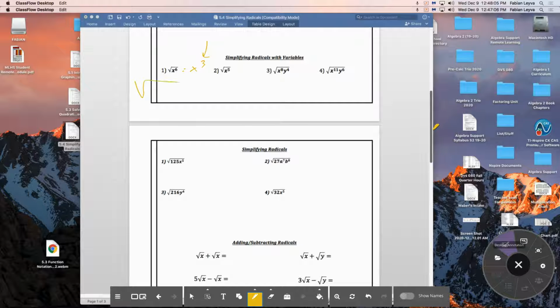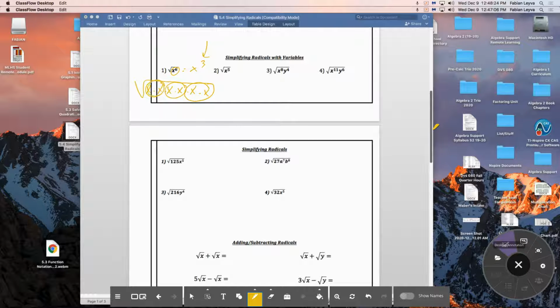Let's say we're taking the square root of x to the 6. Well, that's just x times x times x times x times x times x, 6 times. How many groups of 3 do you have? 1, 2, 3. I'm not sure if I said groups of 3, but I try to say groups of 2, because remember, we're multiplying by itself 2 times. That's what a square root is.